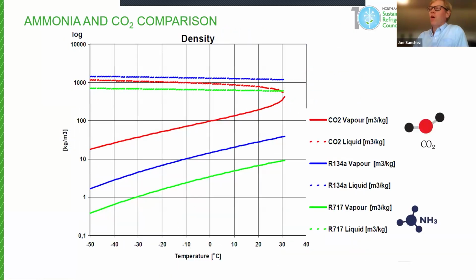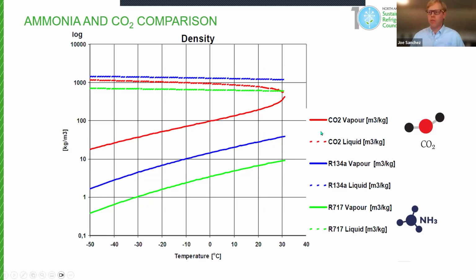And the last point about CO2 and ammonia is just hammering home again the density. This is just talking about the density gradient. So, if you look at the difference in density of CO2 vapor versus CO2 liquid, you can see it's much closer together. And of course, this is where it becomes supercritical and basically merges and becomes the same density. But this is just important to note.